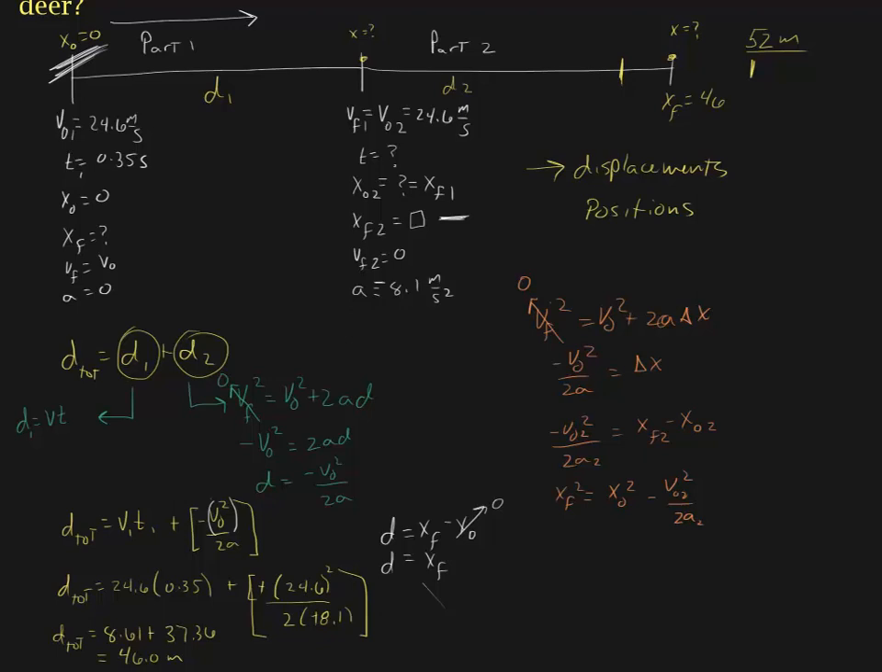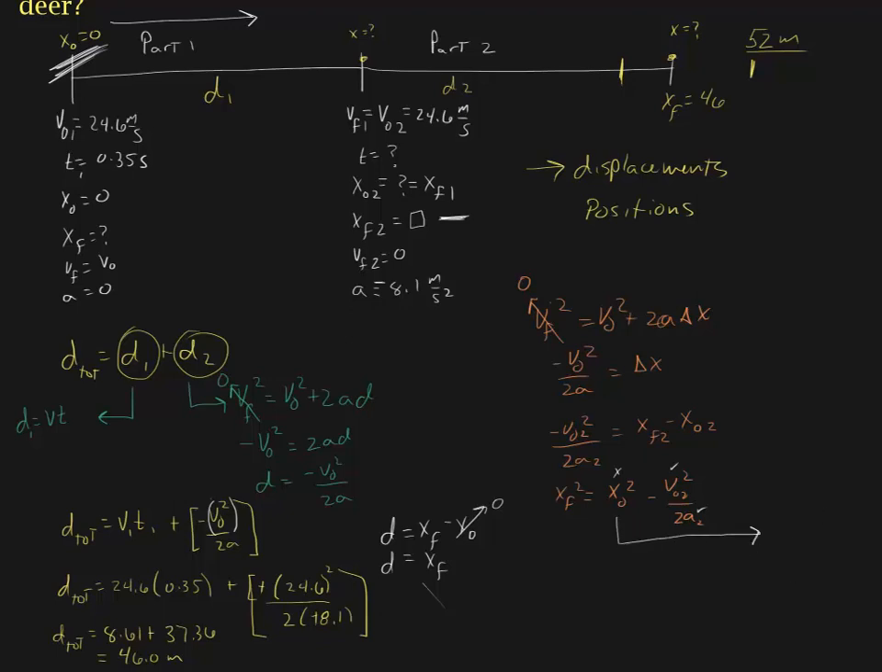Okay, so let's go through our checklist. X initial 2, do we know it? Nope, sure don't. V initial 2, do we know it? Absolutely. A2, do we know it? Absolutely. So what we have to do now is we need to find X initial 2. And we're going to do that by using the equation for uniform motion. Because it's uniform motion, it's not accelerated. And so we'll do this.